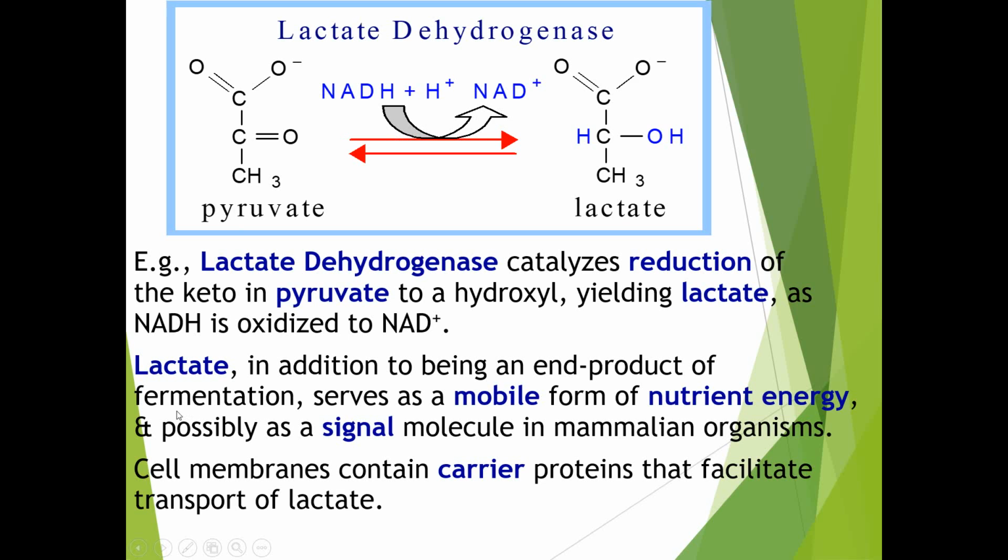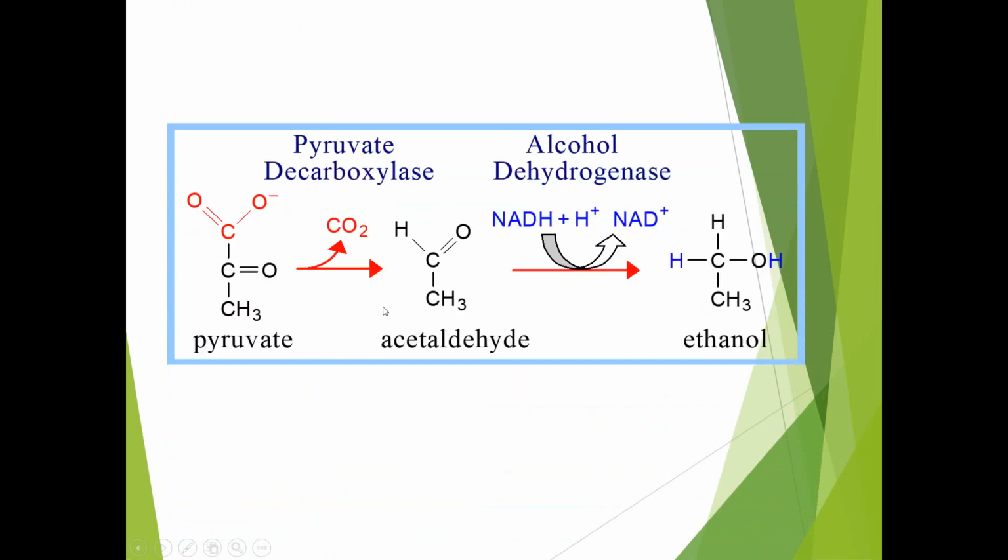Lactate, in addition to being an end product of fermentation, serves as a mobile form of nutrient energy and possibly as a signal molecule in mammalian organisms. The cell membrane contains carrier proteins that facilitate the transport of lactate. So the end product of glycolysis in anaerobic organisms, lactate, is transported through carrier proteins from the cell cytoplasm to other destinations.